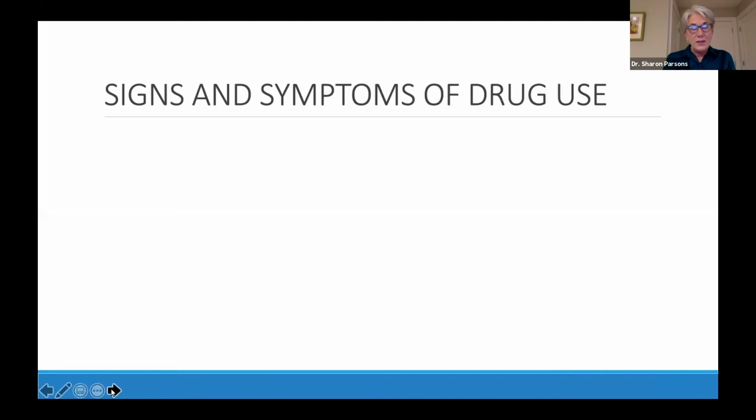So sometimes you need to know some of the signs and the symptoms of certain drugs. And I'm going to go through these with you. I'll try not to take too much time because I know some of this is not real exciting, but you may be able to help save someone's life too.